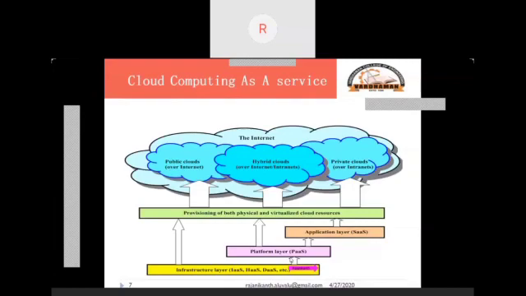Now, moving on to the deployment models. So now, to use these services, we have to migrate our processes. We have to migrate our data onto the cloud. And as already I mentioned, cloud computing supports multi-tenancy.